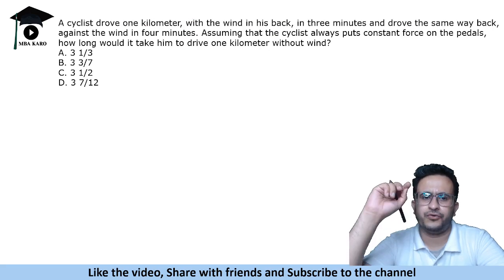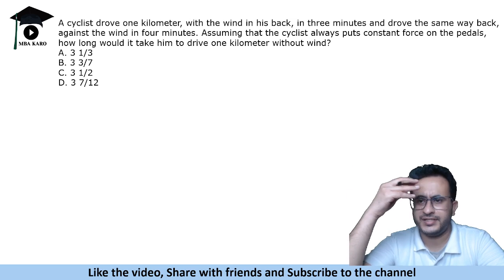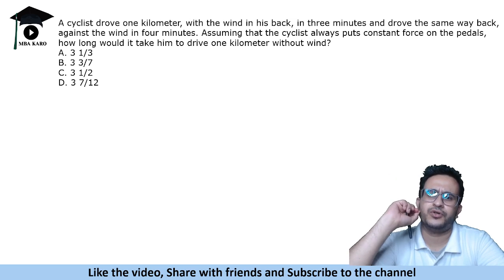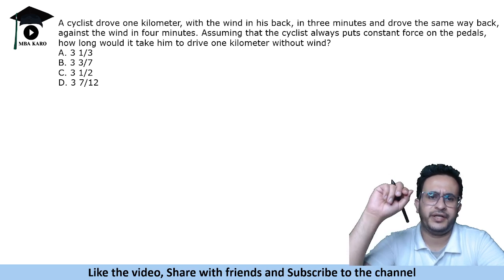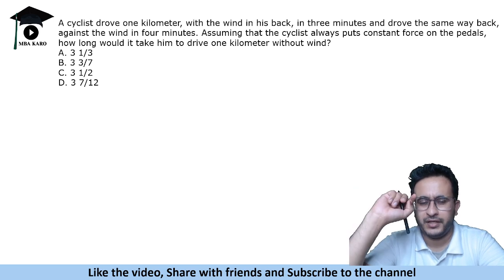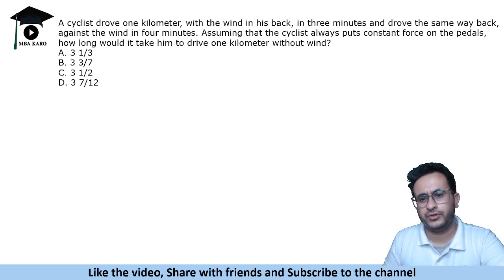A cyclist drove 1 kilometer with the wind in his back in 3 minutes and drove the same way back against the wind in 4 minutes. Assuming that the cyclist always puts constant force on the pedals, how long would it take him to drive 1 kilometer without wind?